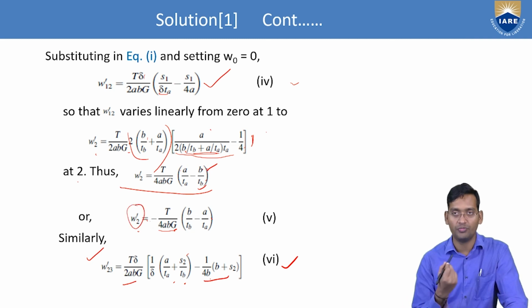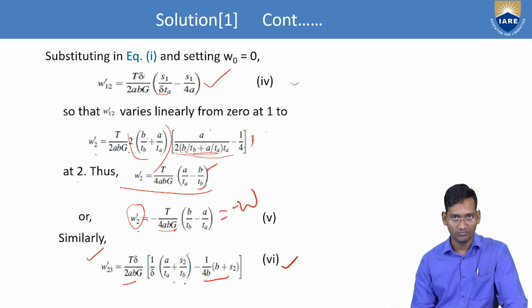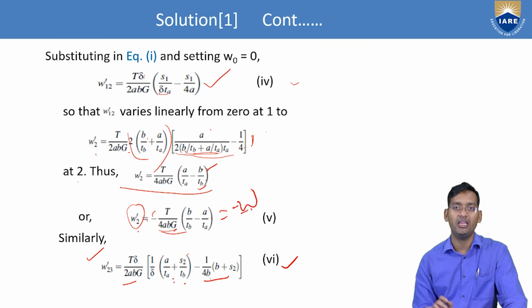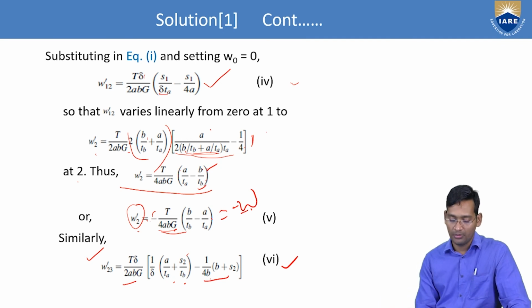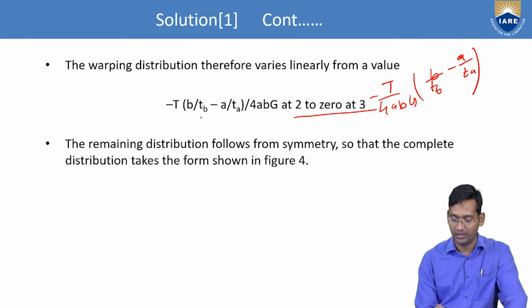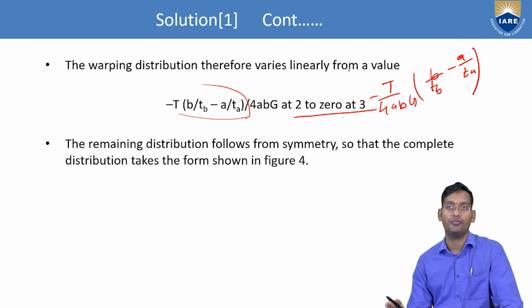Or this W dash 2, because of the symmetry, will be equal to what? W2. So we can say this is W2, that is coming as minus W2. Okay, so now this is minus W2. So W1 is the same thing without minus sign, W2 has the minus sign. Okay, so now W dash 2-3 equals T delta by 2ABG into 1 by delta into A by TA plus S2 by TB minus 1 by 4B into B plus S2. So again further simplifying, what we got here is minus T into B by TB minus A by TA by 4AB G. From 2 to 3, that is the linear distribution of the warping.